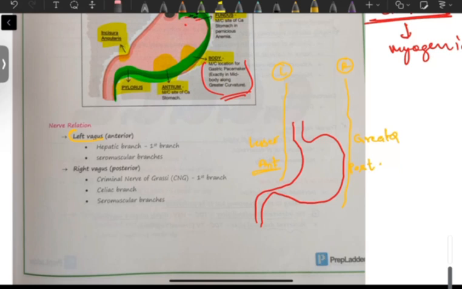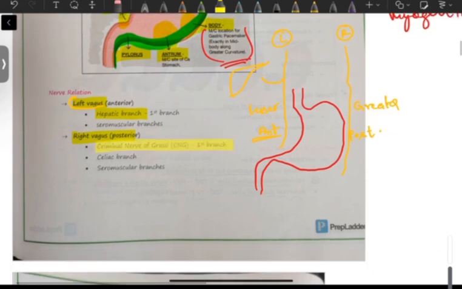Okay, so basically we need to know vagus and its relation with stomach. Now, left vagus gives a branch called the hepatic branch. This will go to the liver. So this is the hepatic branch, and there are many seromuscular branches. So what branches does the right vagus give? It gives the criminal nerve of Grassi, which is the first branch, celiac branches, and seromuscular branches.